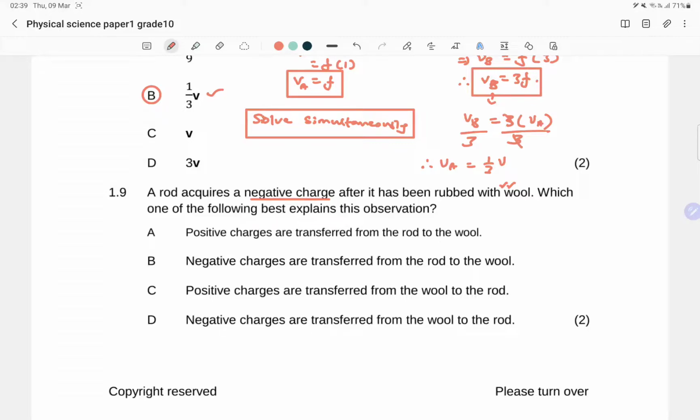No. Which one acquired a negative charge is the rod. So the rod has had electrons added. So that means electrons came from this. Okay, so wool transferred electrons to the rod. Okay, that is the story.